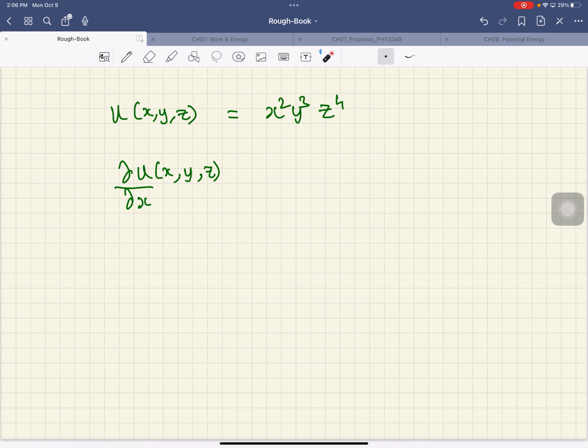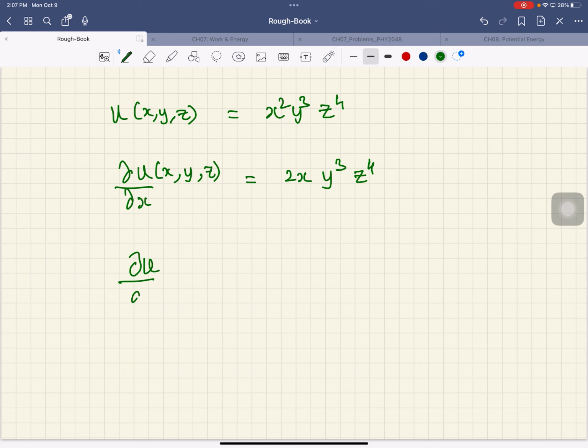So what this means is you treat the other variables as constants and you take the derivative only with respect to x. Okay? So help me out now. So y and z are constants. y cubed z to the fourth, 2x y cubed z to the fourth. Okay?